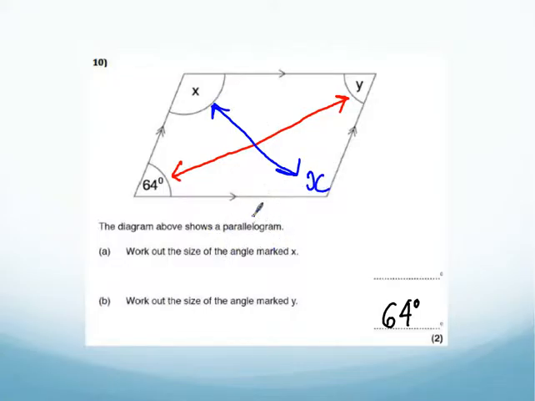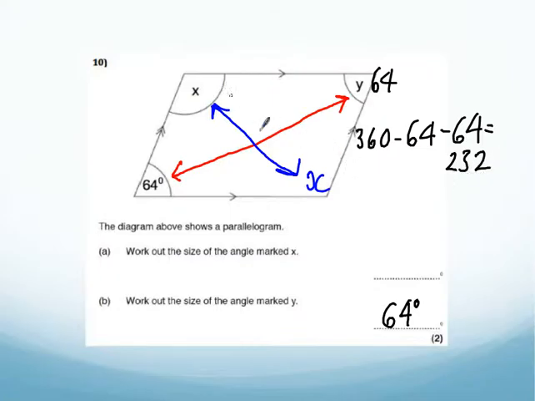Now if I want to find angle X, I can use the fact that angles in a quadrilateral add up to 360. So I'll do 360 minus 64, and I know this one's 64 as well, so I'm going to take away 64 twice. That gives me 232 degrees. And what I know is that's for two angles there, so X will be equal to 232 divided by 2, which is 116.